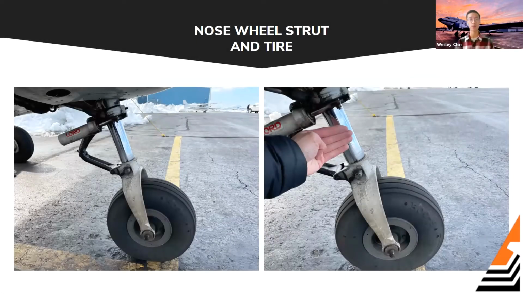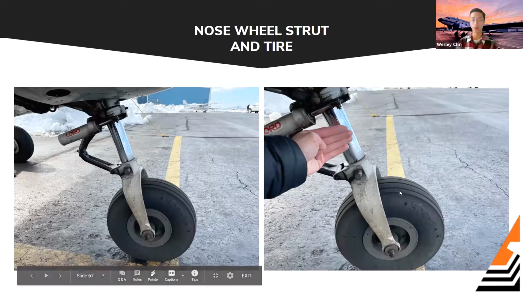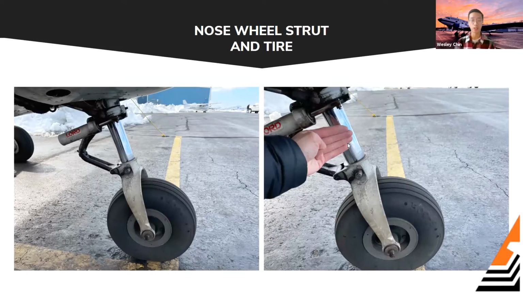Just like we talked about before with the tire, you can check for proper tire tread and inflation. And with your strut, a good rule is to have 4 fingers width for your strut here. So obviously this one looks pretty good.